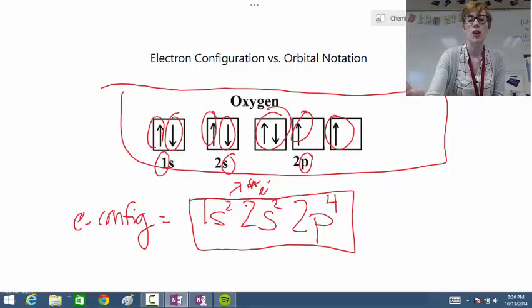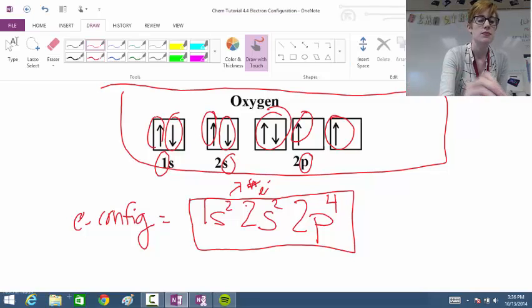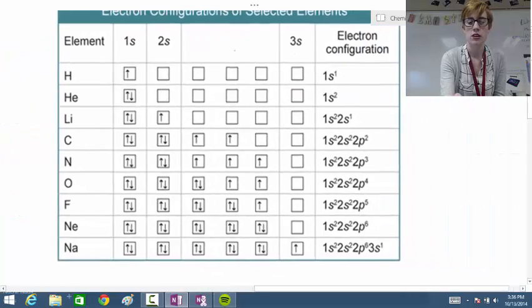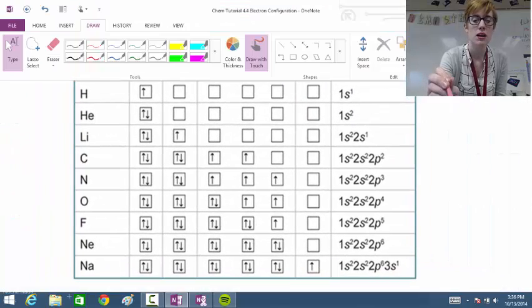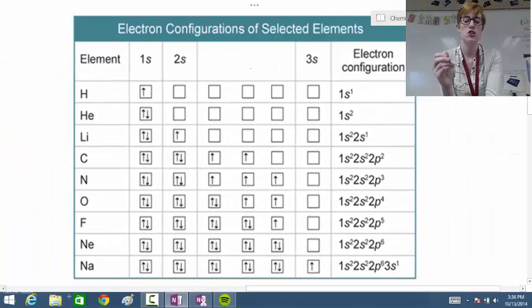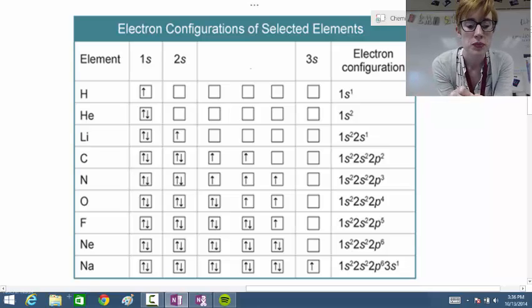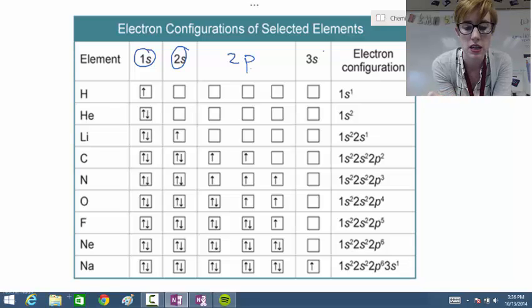So let's practice a little bit, shall we? Move on over here to this awesome diagram. This diagram gives you a visual of what it should look like. These boxes here represent the 1s, this represents 2s, this represents 2p, and this represents 3s. Hydrogen, you can see, only has 1 arrow in the 1s, so we write it as 1s1.